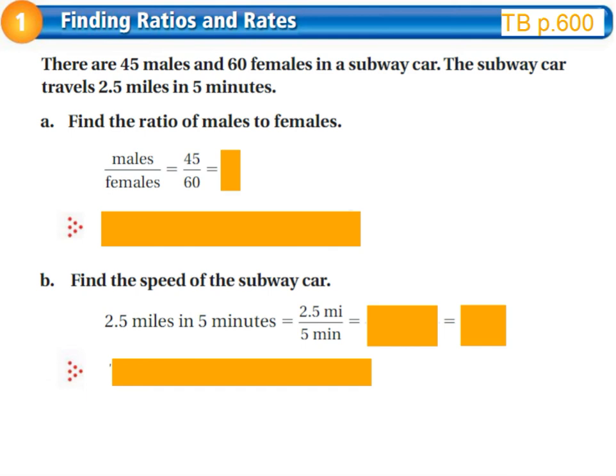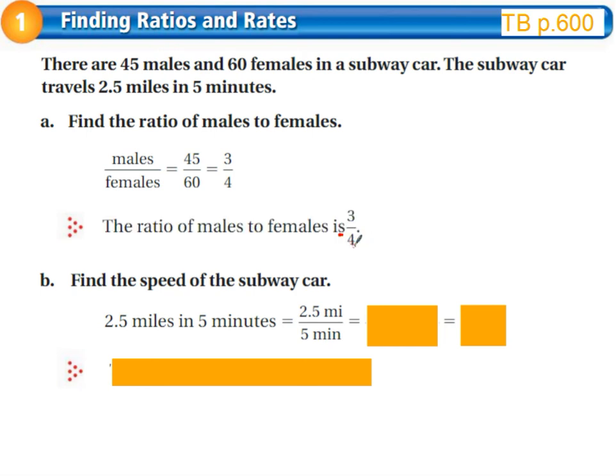Okay, let's take a look at our first example, and this is similar to what we've done before. There are 45 males and 60 females in a subway car. The car is traveling 2.5 miles in 5 minutes. So part A tells us to find the ratio of males to females. So the ratio was 45 to 60. I can divide both of those numbers by 15, and I end up with a reduced ratio of 3 to 4. So the ratio of males to females is 3 to 4.